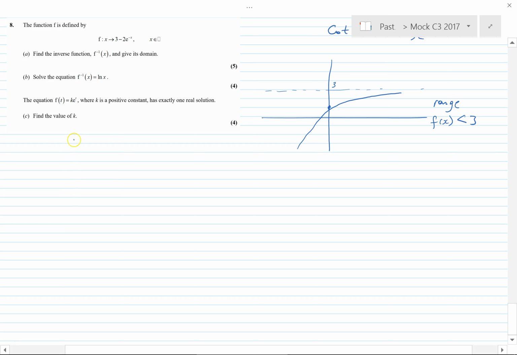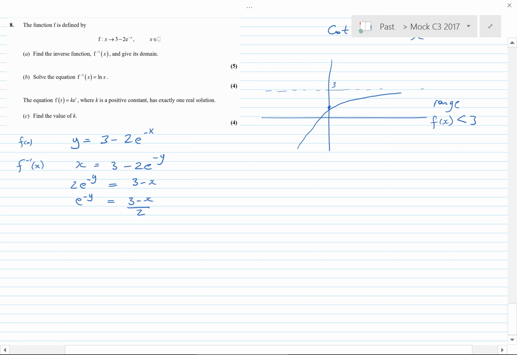Anyway, the standard thing to do here, I would say, is to write y equals 3 minus 2e to the minus x. That's the function. So the inverse of that function, you're just swapping x and y around. So now we just need to get y the subject of the formula. So we've got 2e to the minus y is equal to 3 minus x. So e to the minus y is equal to 3 minus x over 2.